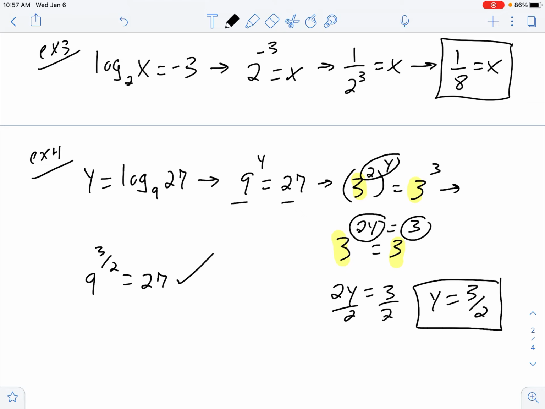All right, well, hopefully this helped you with the introduction to logarithms. And next we'll learn about the change of base formula, and then properties of logs that will enable us to expand and condense log expressions.